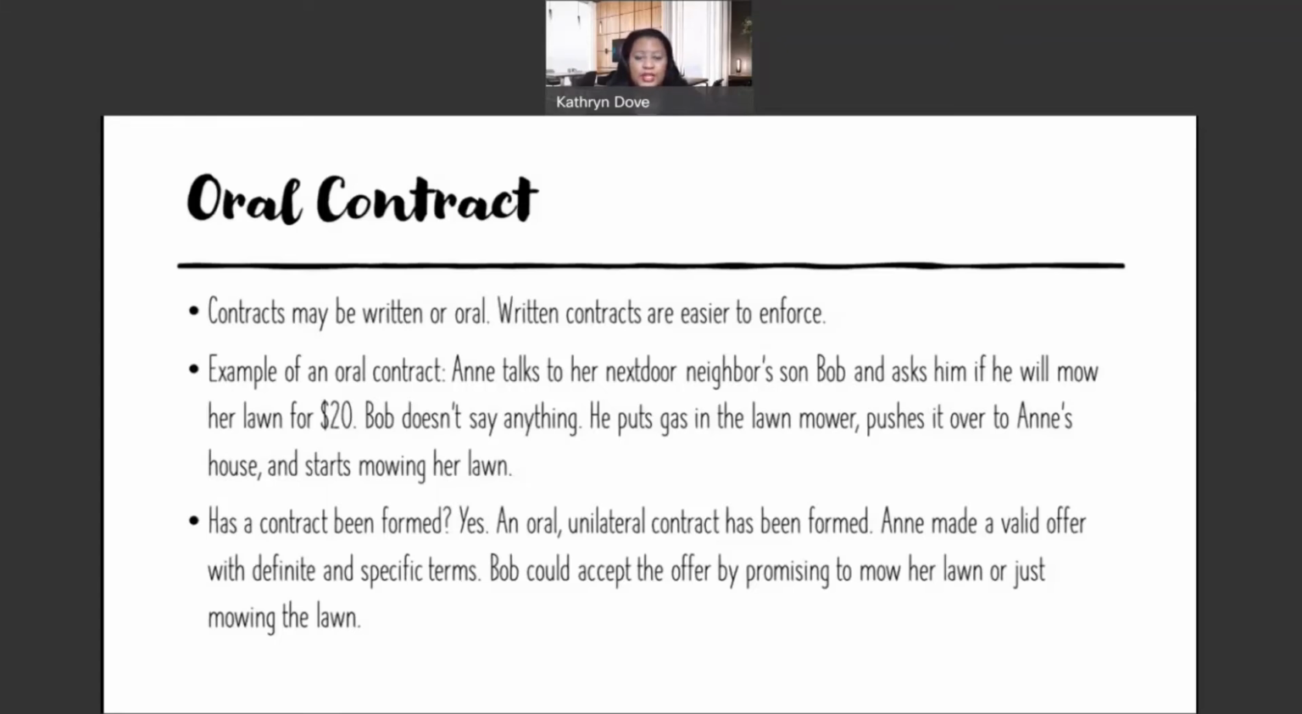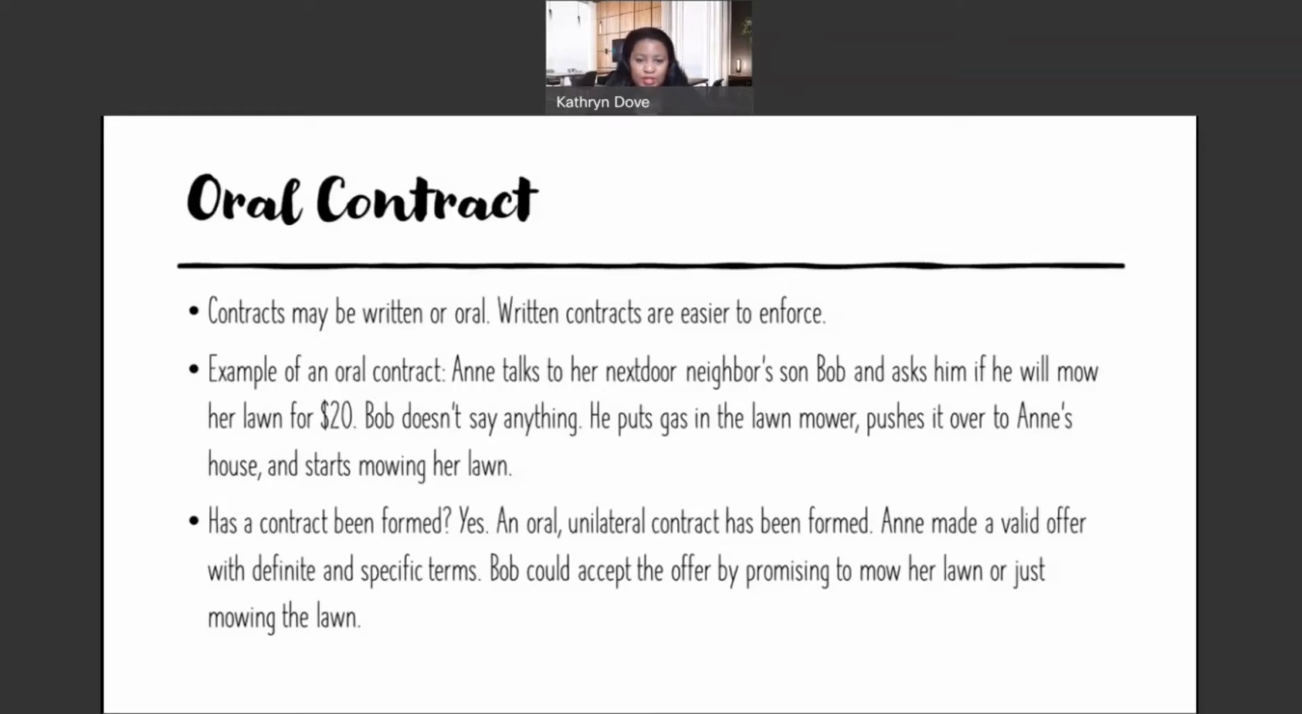Anne talks to her next door neighbor's son, Bob, and asks Bob if he will mow her lawn for $20. Bob doesn't say anything to Anne, but he does go grab his lawnmower. He puts gas in it. He pushes it over to Anne's house, and he starts mowing her lawn. Has a contract been formed? Yes. It's an oral unilateral contract.